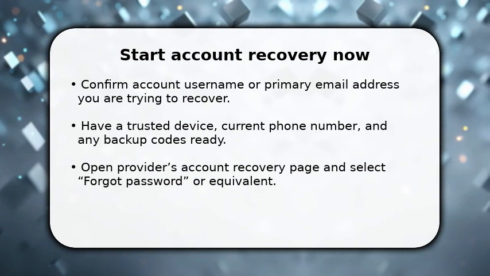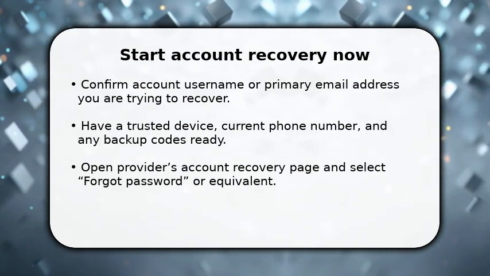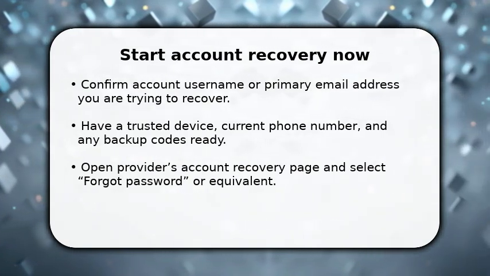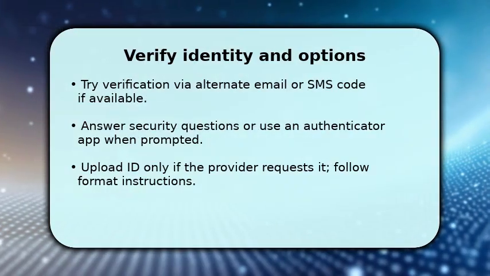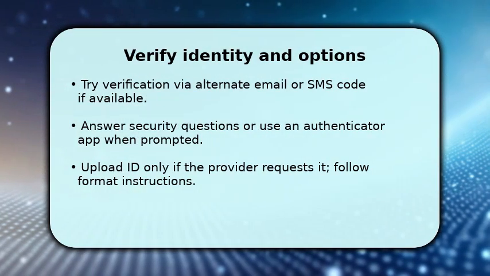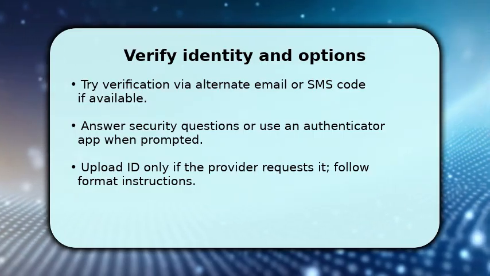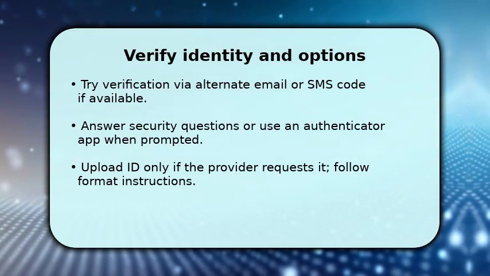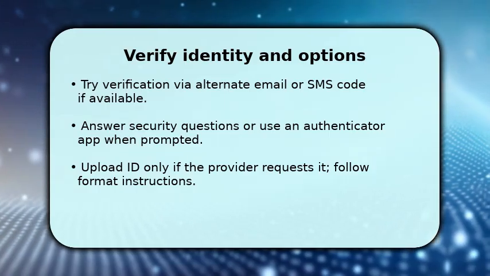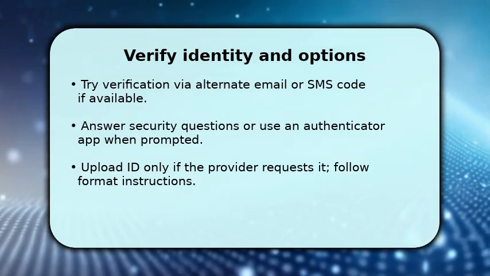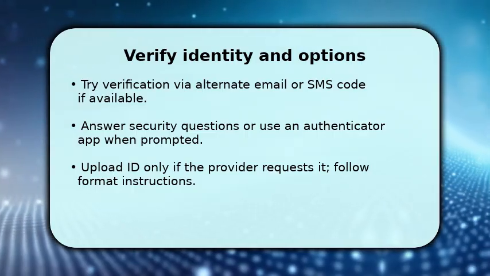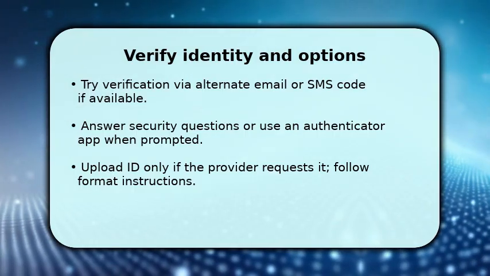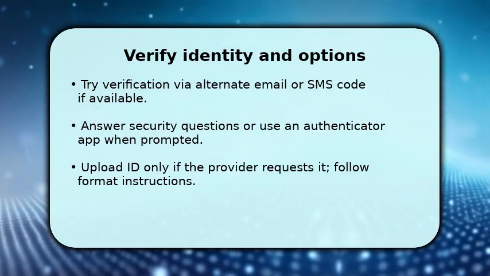You now follow the provider's verification screens, choosing the most reliable option such as an alternate email or SMS code. If codes aren't available, use security questions or an authenticator app. Answer clearly and consistently with how you set them. Some providers accept an ID upload. Make sure the photo is clear and matches the requested format, then submit. Once verification is accepted, you'll be allowed to create a new password and regain access.